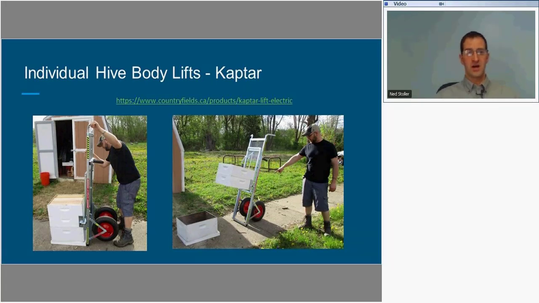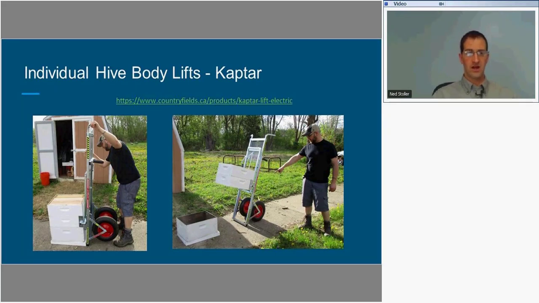This is an individual hive body lift. It's called the Kaptar lift. It comes out of Hungary. It's in the $3,000 range. It can either be hand cranked or electric lift. The operator rolls it up to a hive on the two wheels, tilts it forward, and then there are gripping pads on the side with an over-center locking mechanism. So it's kind of like brake pads on a car that just squeeze real tight, and they'll pinch the hive body at whatever level you want.